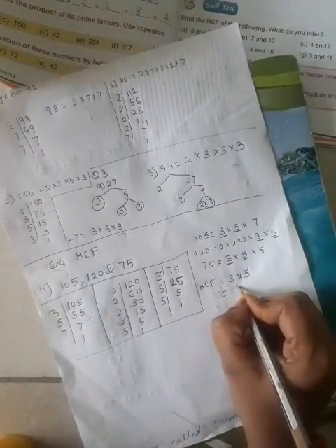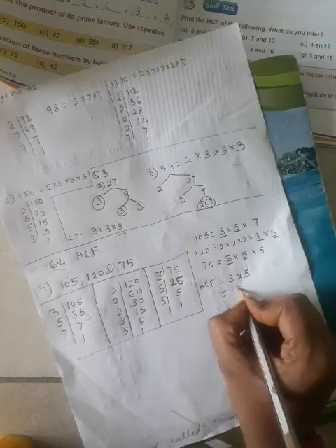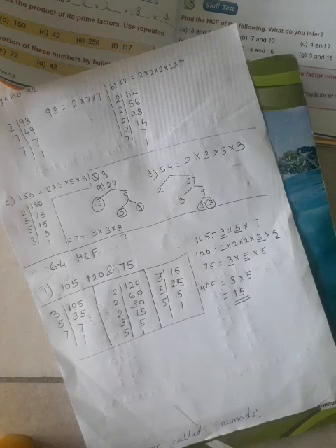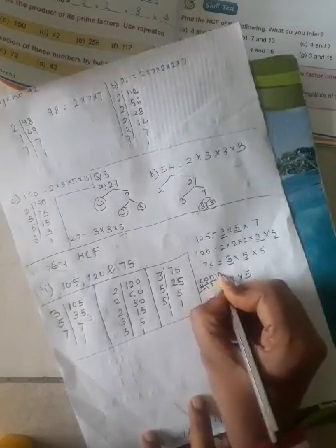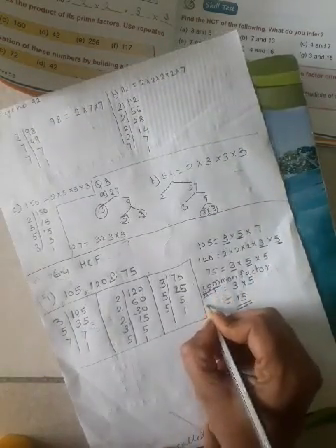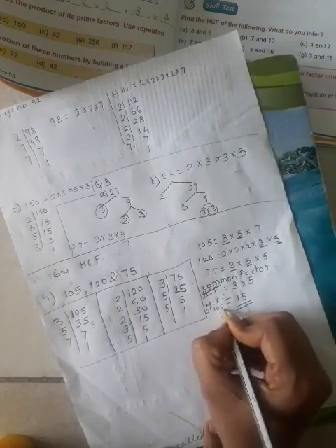What is the HCF of 105, 120 and 75? 15. 3 fives are 15. Here you write: common factors, HCF of 105, 120 and 75.